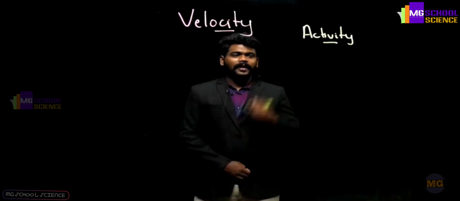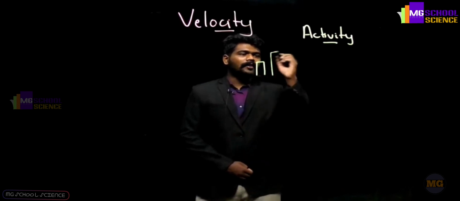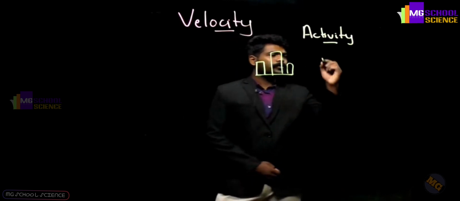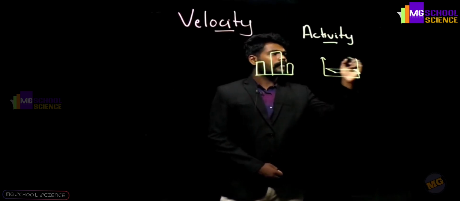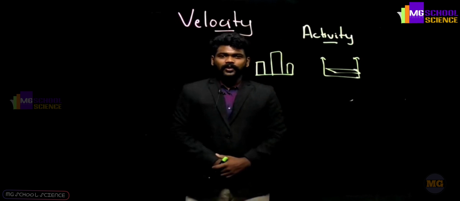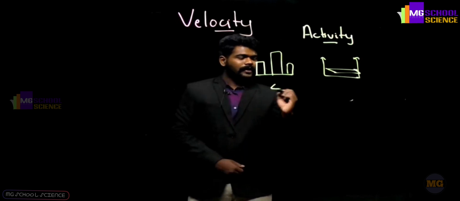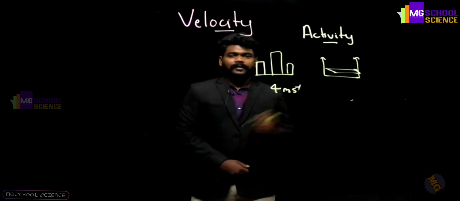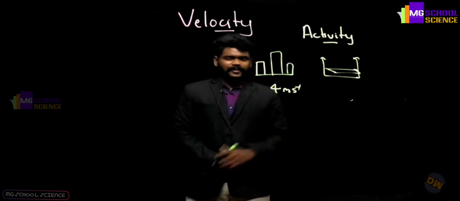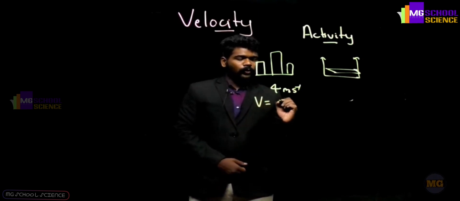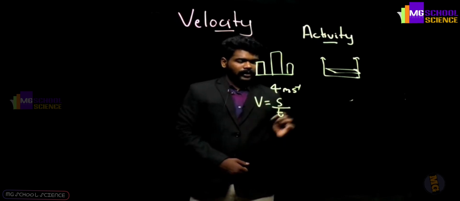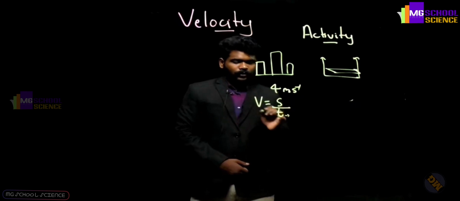Measure the time that you take to travel from your school to the bus stop. Let the average velocity you walk be 4 meters per second. How do you find this? It's easy. We know that velocity is nothing but the total distance, let it be s, traveled divided by time. You measure the time, you know the velocity.